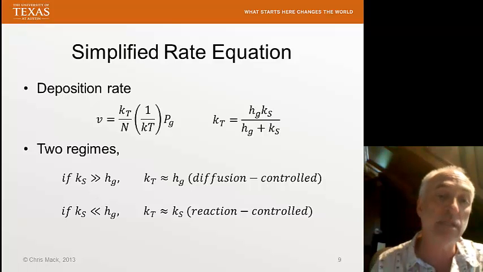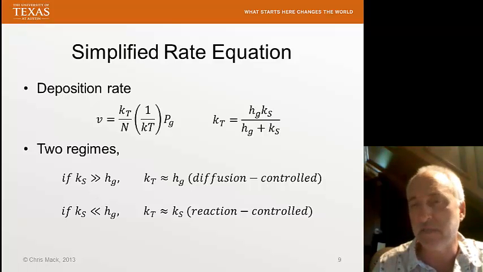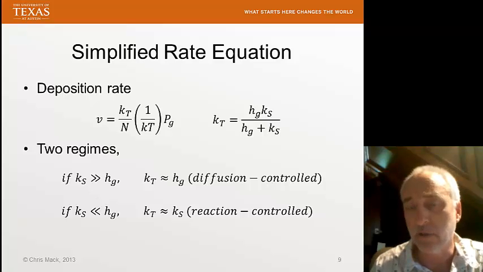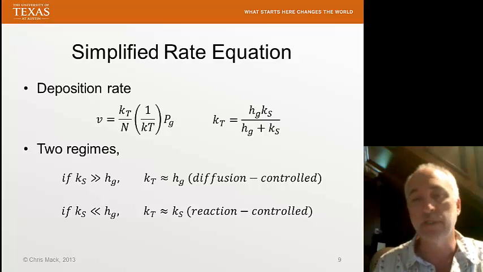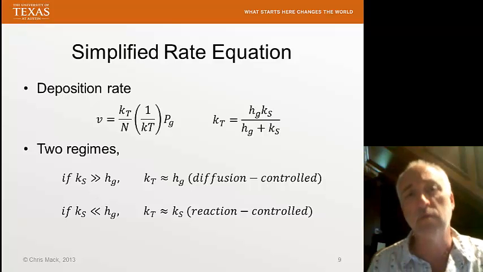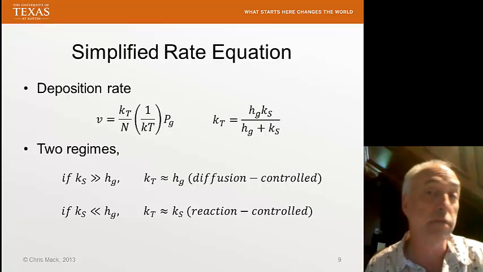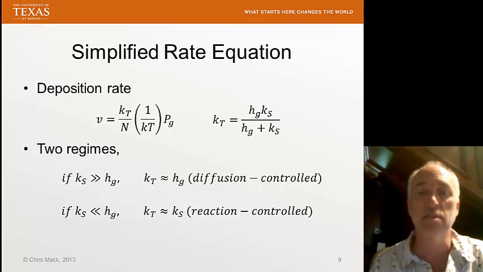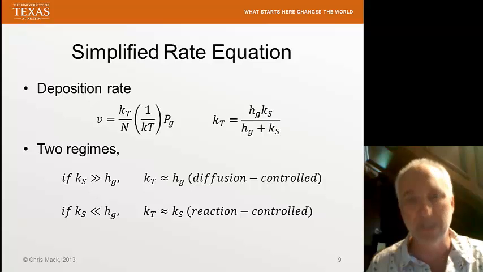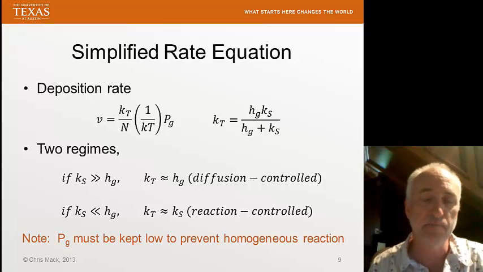And we're going to find that these two regimes are very different in their behavior, and they determine a lot of different things about how we do CVD. If we're in the diffusion-controlled regime, we do CVD in one way. If we're in the reaction-controlled regime, we do CVD in a very different way. So knowing which regime we're in is the fundamental thing we have to understand to figure out the right way to do chemical vapor deposition.